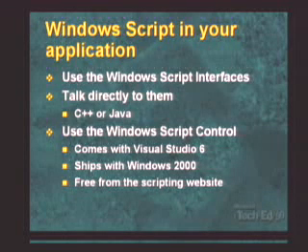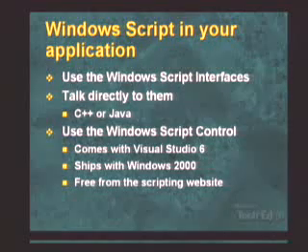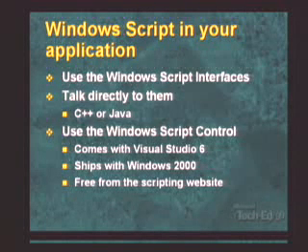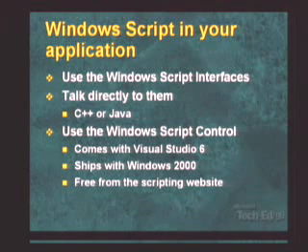If you know C++ or Java, then you're set. But we realize a lot of people don't know C++ and Java, but we want to be able to use this. So we provide something called the Windows Script Control. Now this comes with Visual Studio 6.0. It's in the add-ons folder. You have to install it separately. But it also ships with Windows 2000. And if you don't have any of those, it's also free from our scripting website.